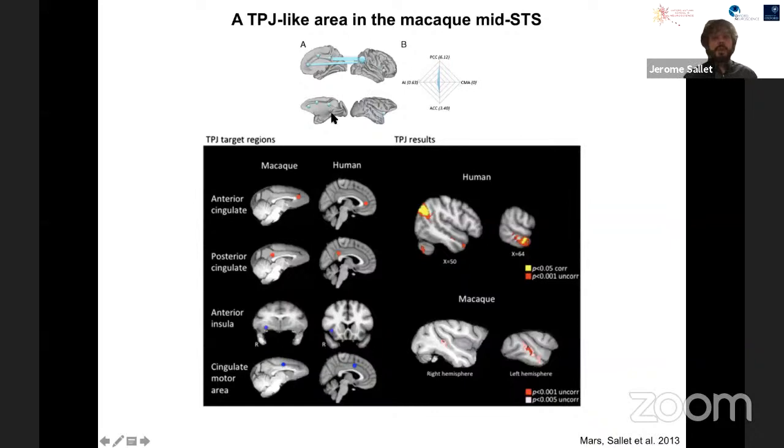Those four regions have their homologues in the macaque brain, so we can first search for where the regions that share this type of connectivity pattern are in the human brain, and we identified this temporal parietal junction in an independent set of subjects. And if you look at whether there are regions with that pattern in the macaque brain, you will identify voxels that are located in a slightly odd way. They're not at the back of the superior temporal sulcus, they're located in the mid part of the superior temporal sulcus.